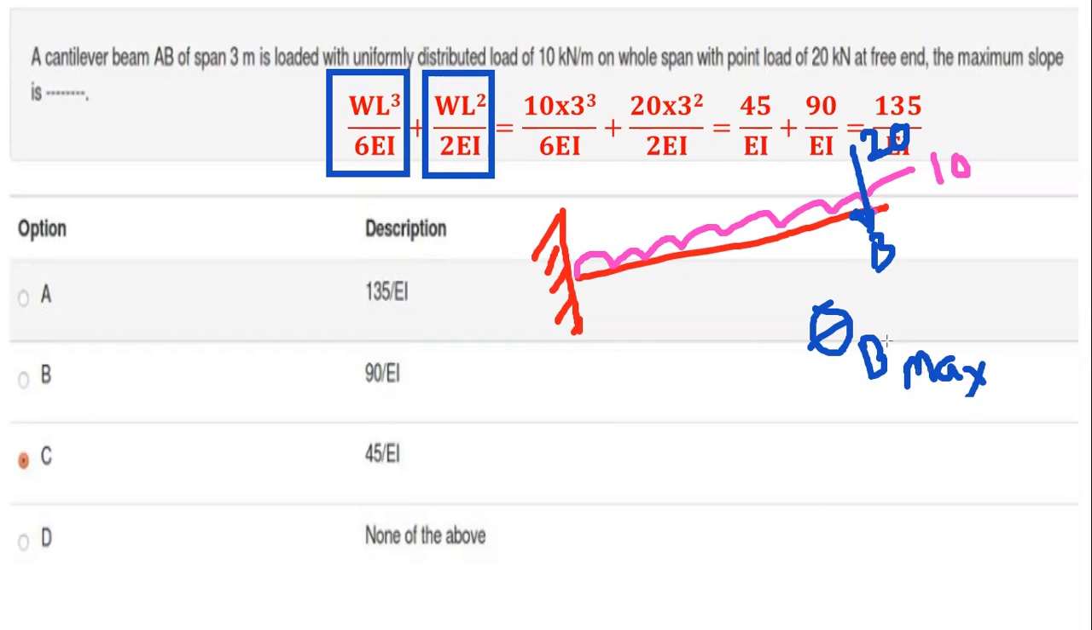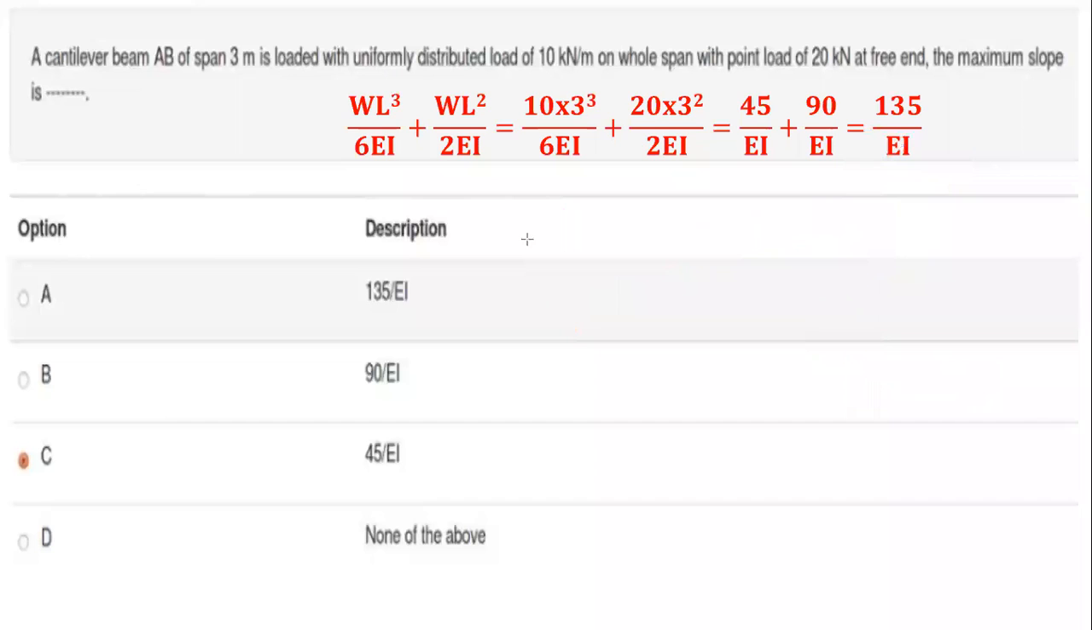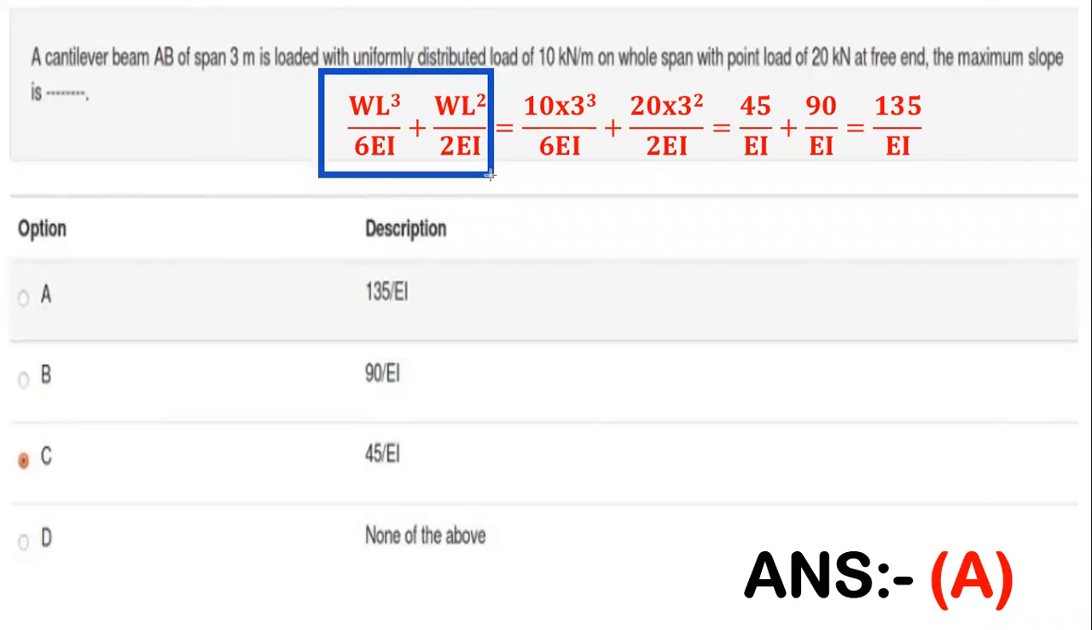So we get the answer as 135 by EI. So the answer is option A. Here we have used the principle of superposition. There are two standard loading conditions, so find out the slope due to the first loading condition plus the slope due to the second loading condition. So the answer is option A.